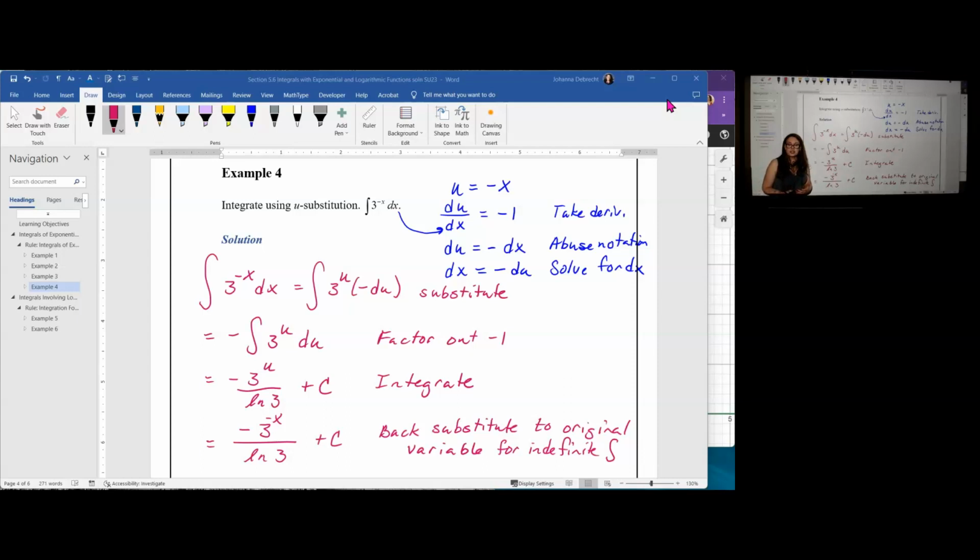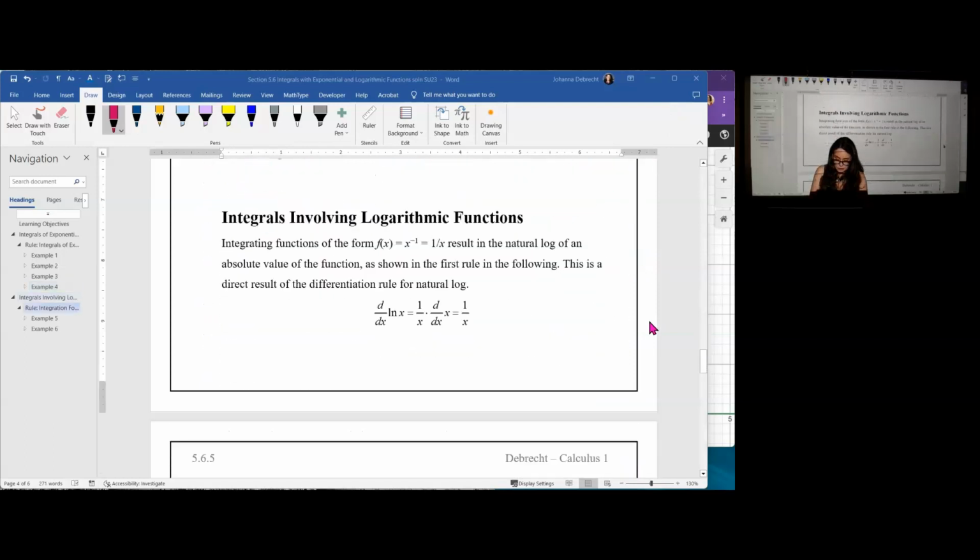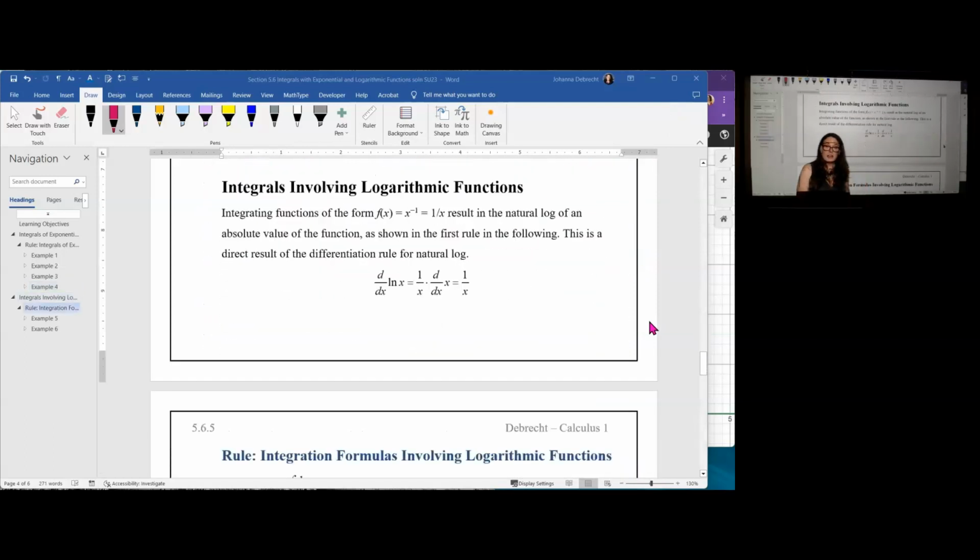Now we want to switch gears and talk about logarithmic functions. We've dealt with the exponentials and how to do u-substitution. Let's now talk about the logarithmic functions. We're going to start by going over the derivative of natural log again.